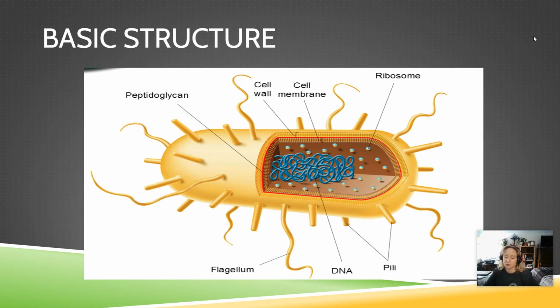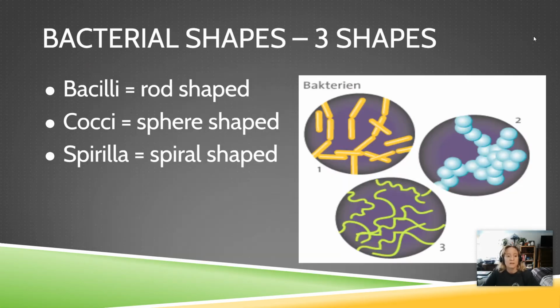Here's the basic structure of a bacterium. So you have that circular DNA inside. There is an organelle called a ribosome that makes proteins so that the prokaryote can live its life. There are three bacterial shapes that we divide all bacteria into. Bacilli, which are rod-shaped, cocci, which are spherical-shaped, and spirilla, which are spiral-shaped.